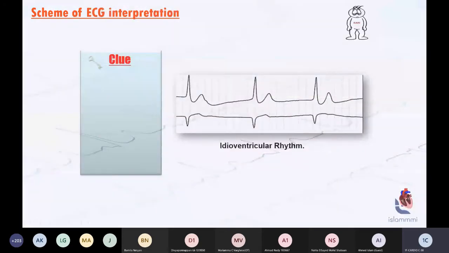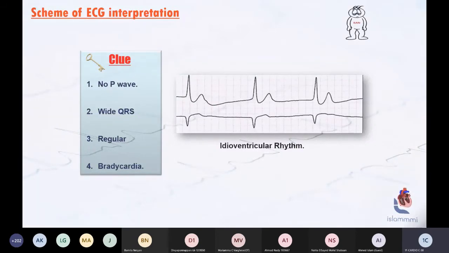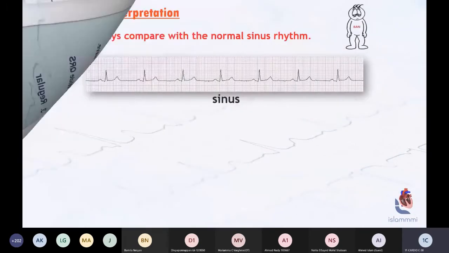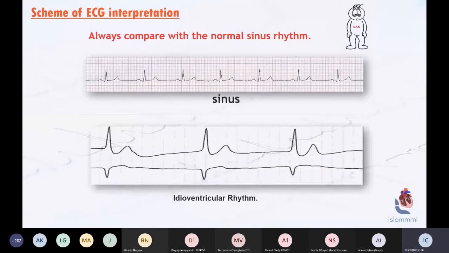So the clue here will be the following. First of all, no P wave. Second, we have a wide QRS. Why wide? Because the pacemaker now is coming from the ventricle, and it should be regular, and it should also be bradycardia. Why do we have bradycardia, as we said? Because the pacemaker that comes from the ventricle is by far slower than the normal pacemaker that comes from the atrium.